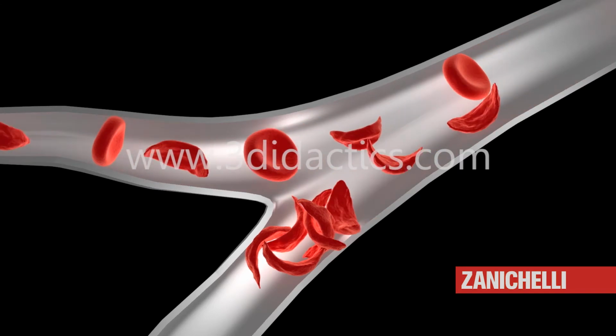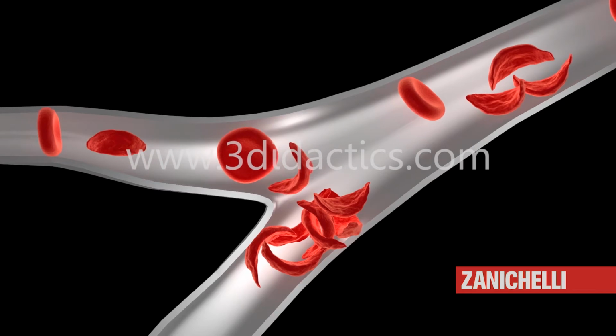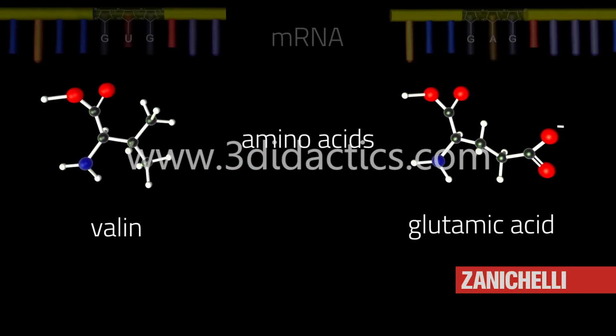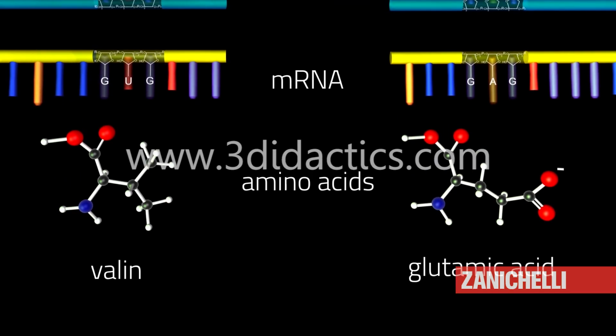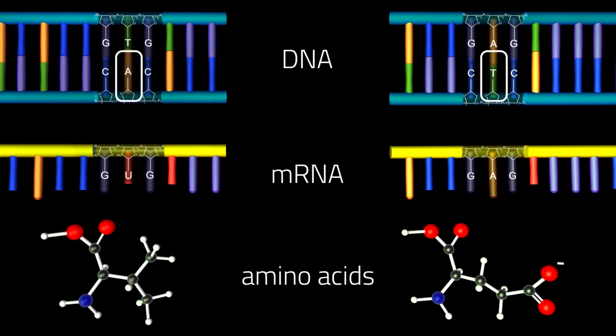The severity of sickle cell anemia depends on how much abnormal hemoglobin is present. We have seen that this alteration is caused by substituting one amino acid and, upstream in the corresponding gene, by replacing a single nitrogenous base in the DNA.